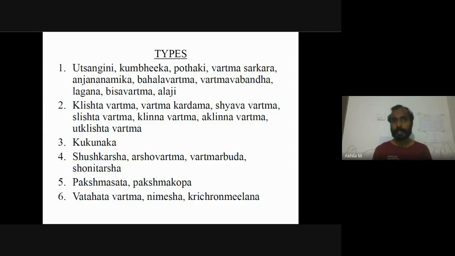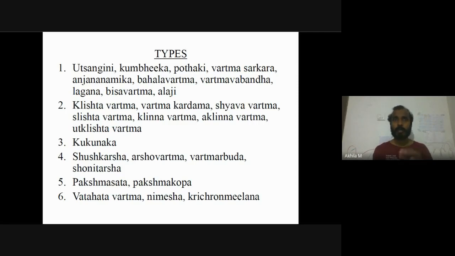See, Utsangini we describe, Kumbhika, Pothaki, Varma Sharkara, Anjananamika, Bahala Varma, Varma Bandha, Lagana, Bisa Varma, Allergy. These are different types of swellings. Some are like an internal hordeolum, some like an external hordeolum, some are related to calcium, and some are like a polyp.